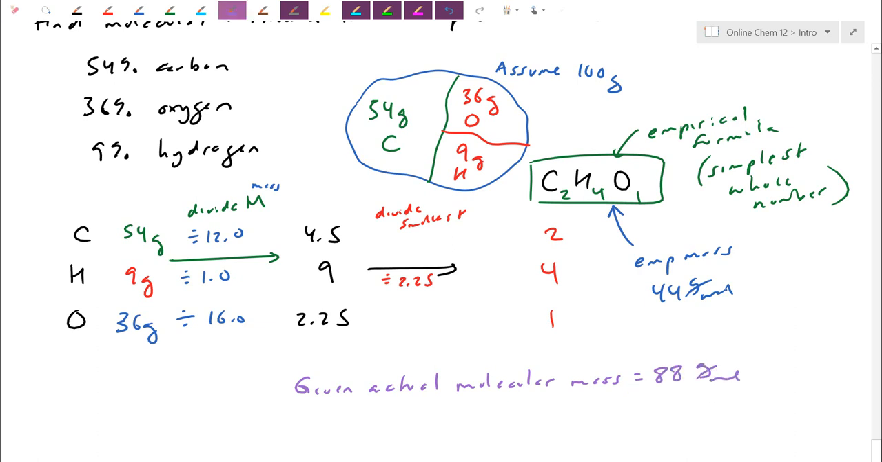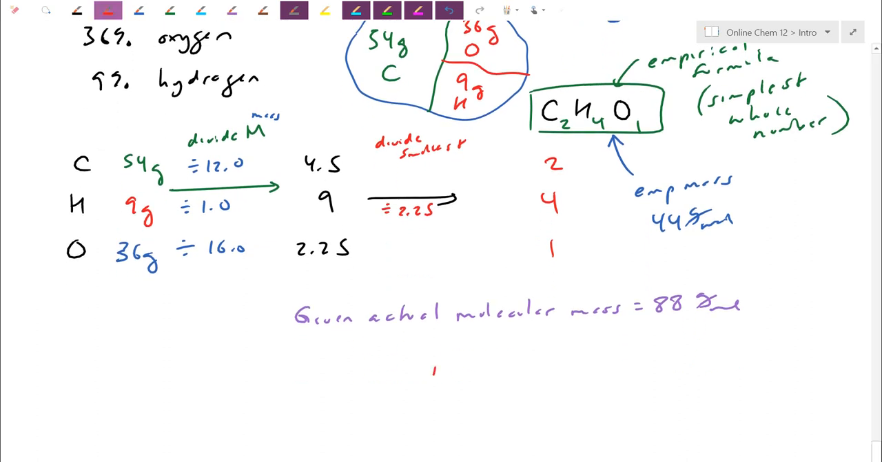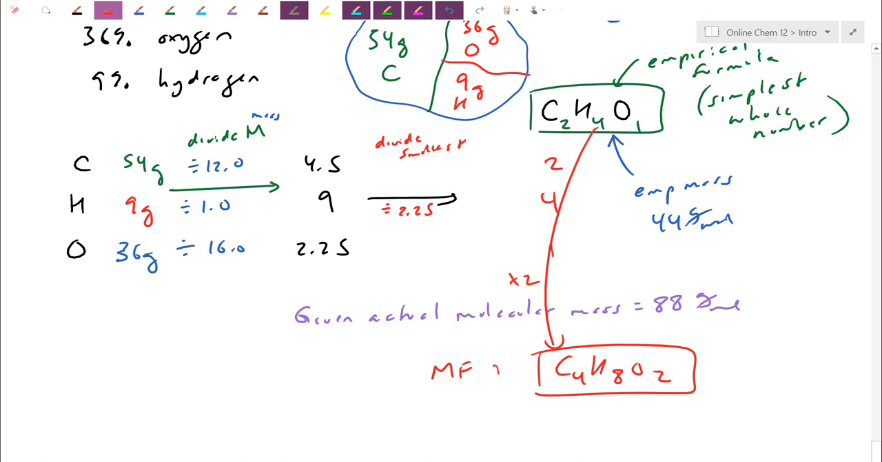Then you say, well, how many Lego blocks that weigh 44? Oh, I need 2 of them. So therefore, my MF, my molecular formula, my actual compound may be double this. And it's then going to be C4H8O2. And there we go. That's just a slight twist on the sort of mole problem, but just practicing a little bit of empirical formula, molecular formula. We won't need too much in our course, but definitely some good practice there.